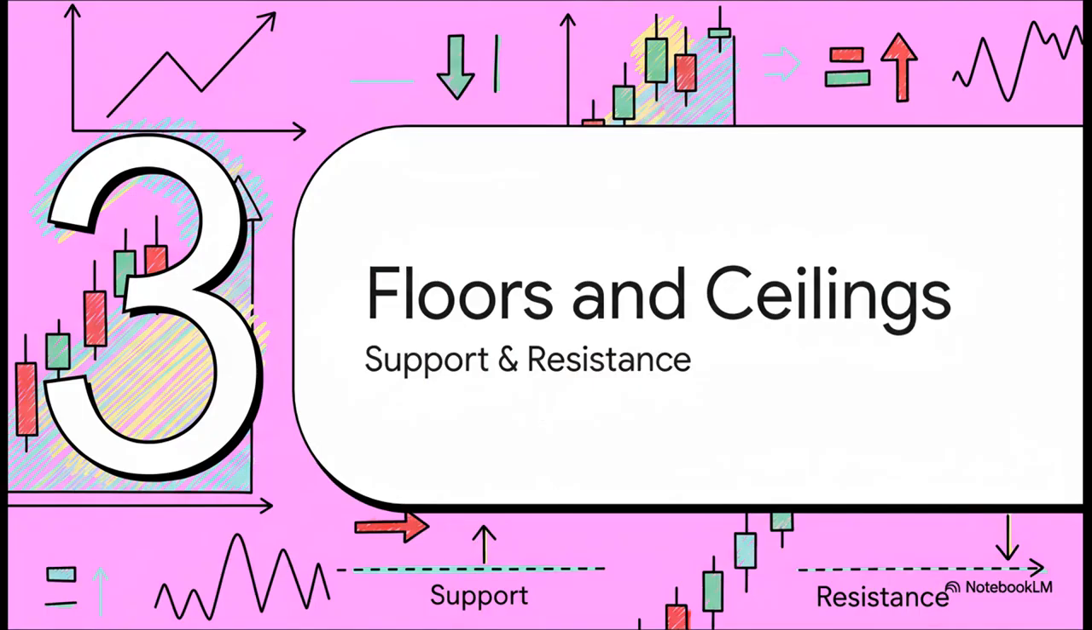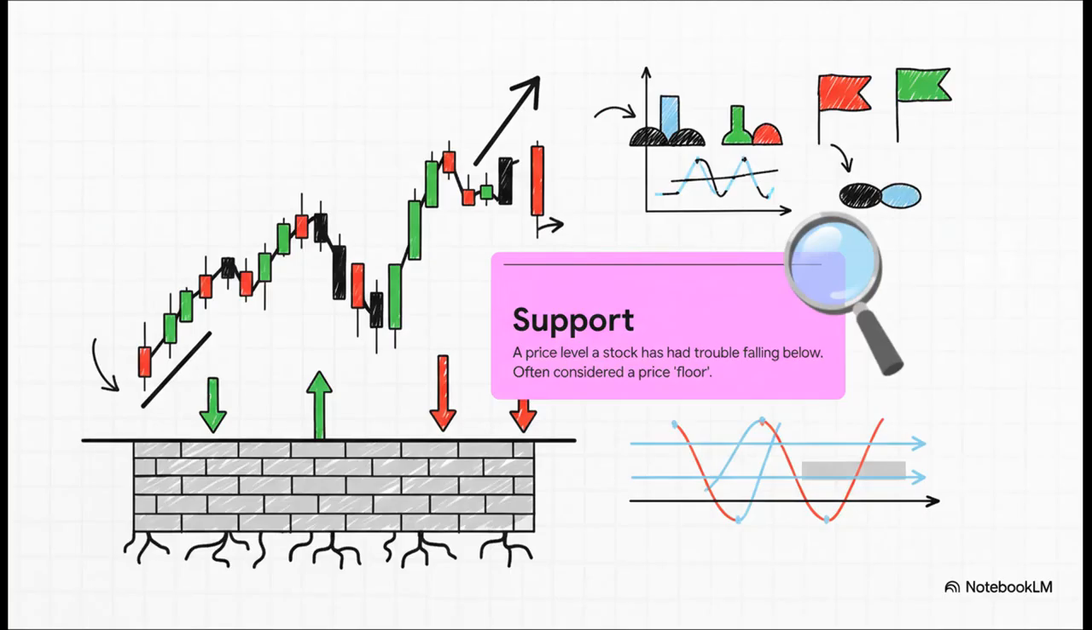Okay, so once we know which way the river is flowing, so to speak, the next thing we look for are the river banks. These are like invisible floors and ceilings that the price just seems to bounce off of. In the world of technical analysis, we call these support and resistance. Let's talk about support first. This is that price floor. It's a level where buyers seem to get really interested and start stepping in, which stops the price from falling any lower. You'll see the price hit this level and just bounce.